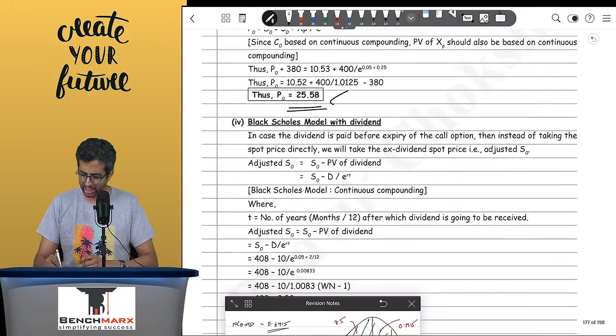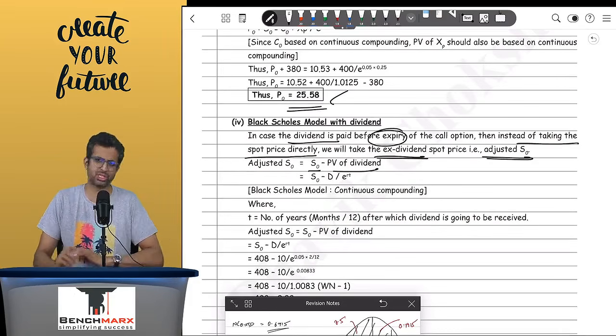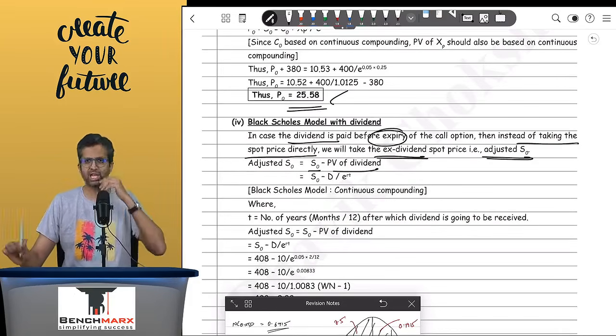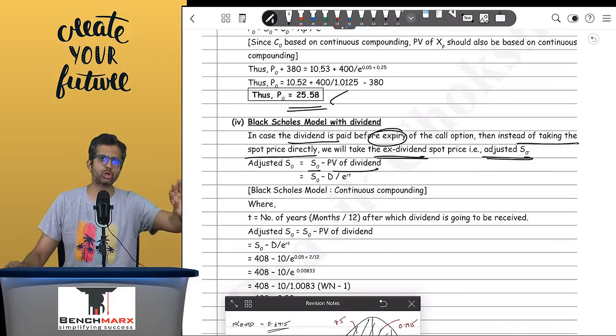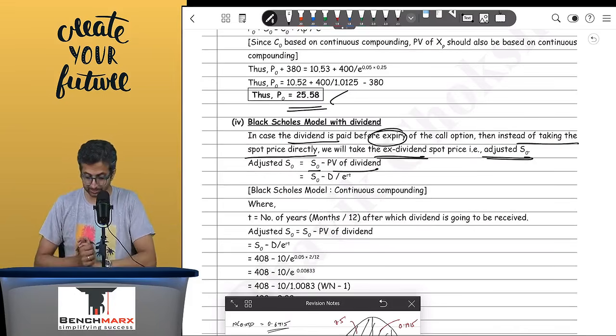So in case the dividend is paid before expiry of the call option, instead of taking the spot price directly, we take the ex dividend price, that is adjusted S0, which is S0 minus the present value of dividend. That's it. And everywhere that you take S0, instead you will take the adjusted S0, and you should be done.